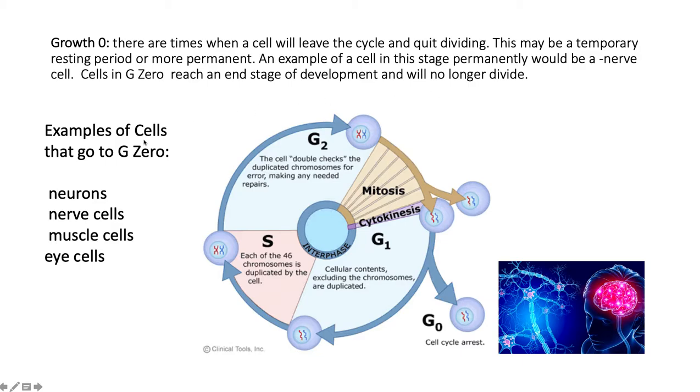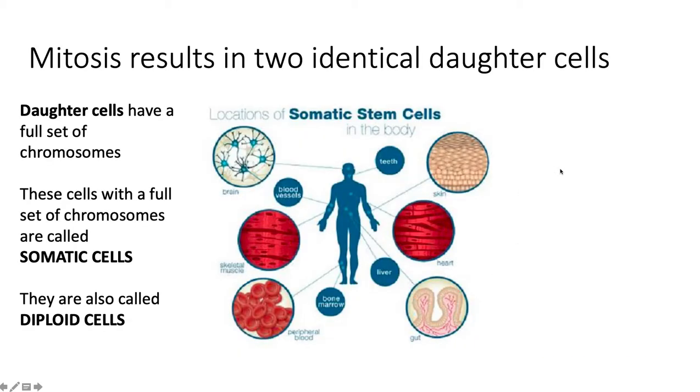For example, nerve cells, neurons, muscle cells, eye cells. Cells in G0 reach an end stage of development. They'll no longer divide. And so that's why we have stem cell research, because there are certain cells that you can damage and they will no longer divide after a certain period of development. That is certainly the fate of some cells in our body.